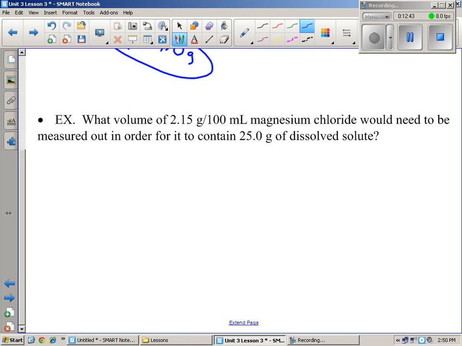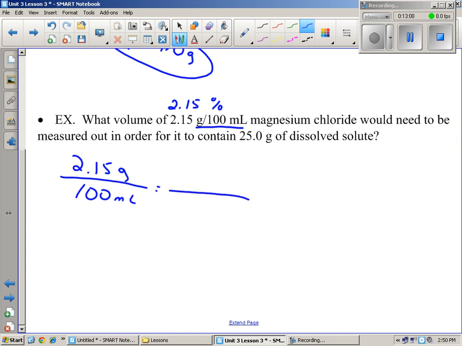Let's look at the last one here. What volume of 2.15 grams in 100 milliliters of magnesium chloride would you need to measure out to contain 25 grams of dissolved solute? The other thing you could have said here is 2.15%, because that's what grams out of 100 means. Same thing. So 2.15 grams out of 100. If you had 25 grams of solid, basically they're asking what volume you would have to use in order to match up those concentrations, right?